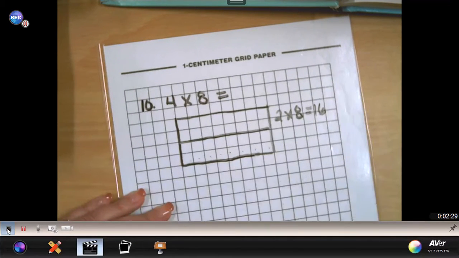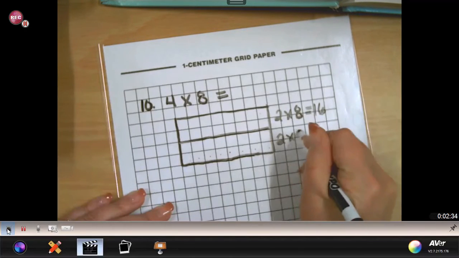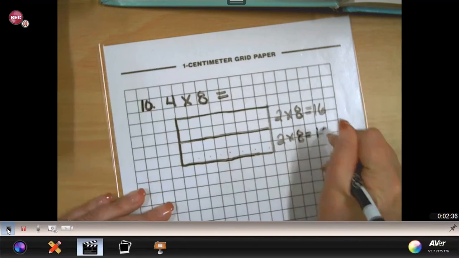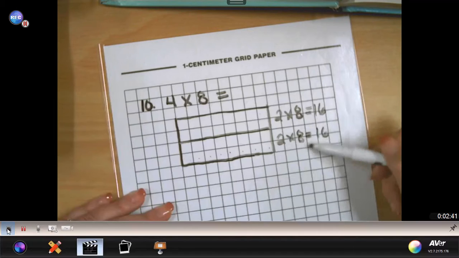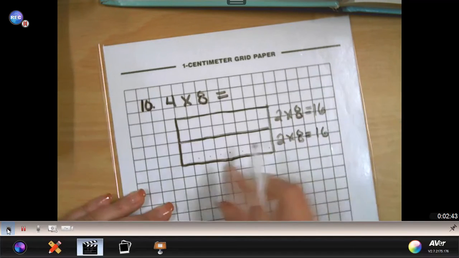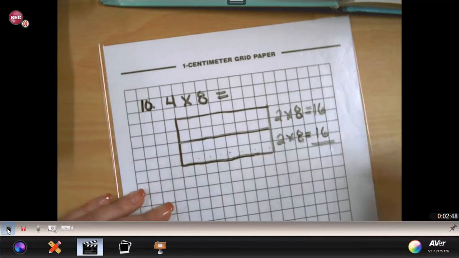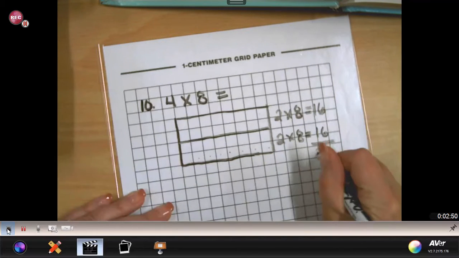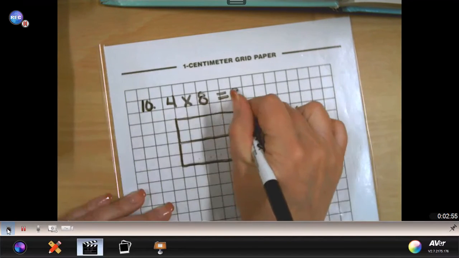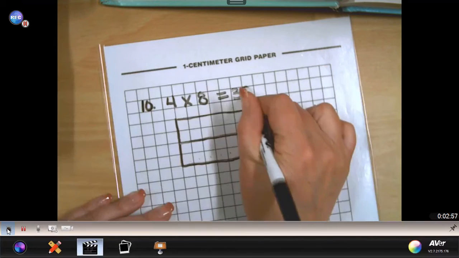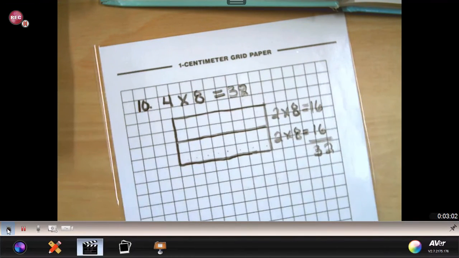8 plus 8 in this row is 16. And if we know what another 2 rows of 8 is going to be, which would be 16, here are my 4 rows with 8 in each row. So when I use this to help me find my product, I know that 16 and 16 is going to give me 32. So 4 rows of 8 is going to be 32. I almost put 38.